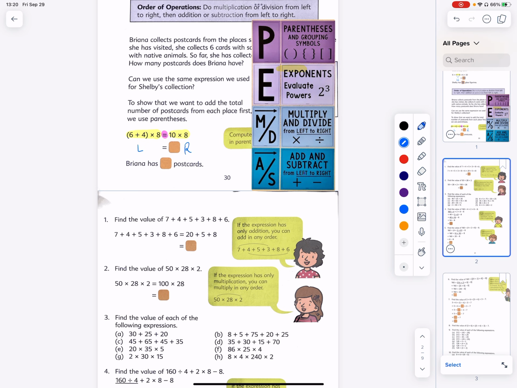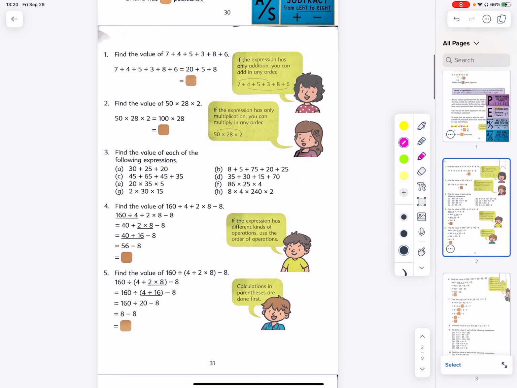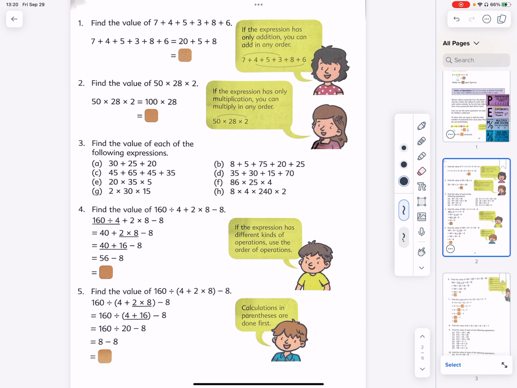For example, take a look at the instructions on the following page. I'm going to bump up the zoom for all of you. Number 3, find the value of each of the following expressions. Number 4, find the value of the expression. We use this word expression. So we're going to continue talking about expressions. It's a new term for you, but it really just means mathematical sentences without the equal sign.